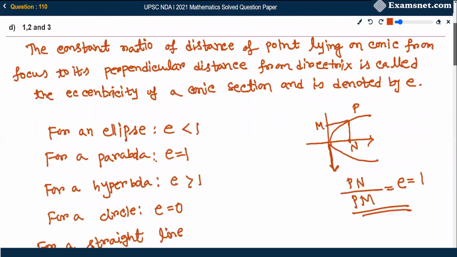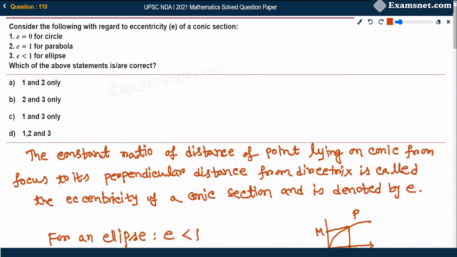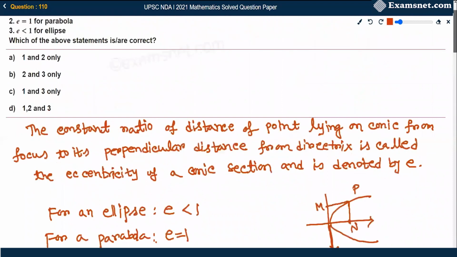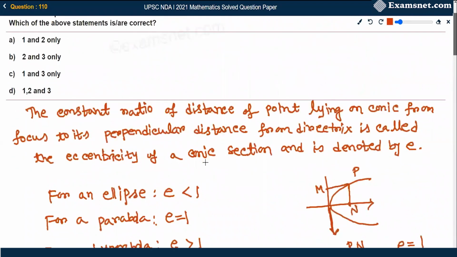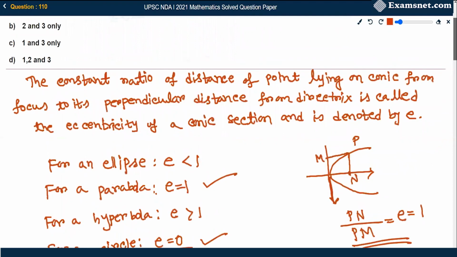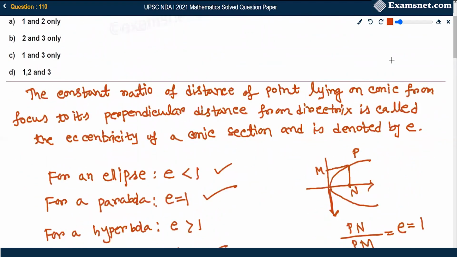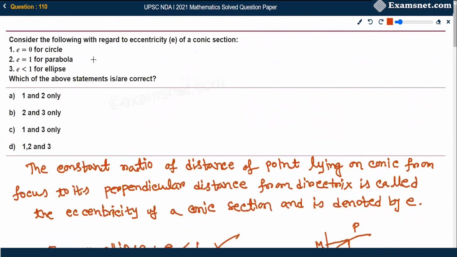Now let's check. The first statement was E equals to 0 for circle. Yes, statement 1 is correct. Next, E equals to 1 for parabola. Also, the second statement is correct. Next, E less than 1 for ellipse. Yes, the third statement is also correct. So which of the above statements is or are correct? 1, 2, 3. All the statements are correct. Here option D is the correct answer.